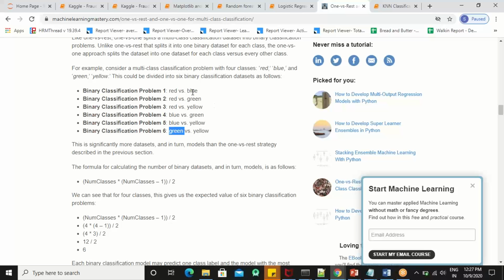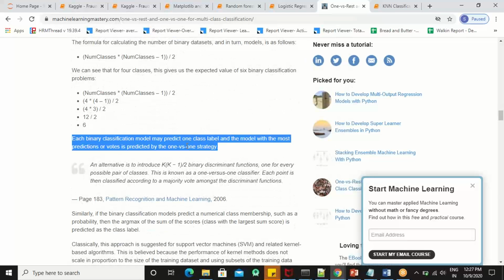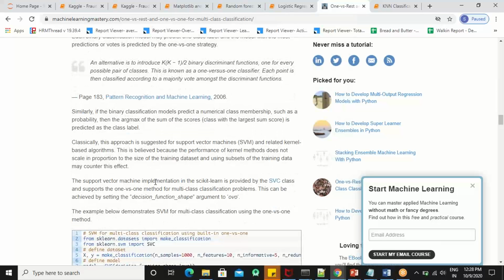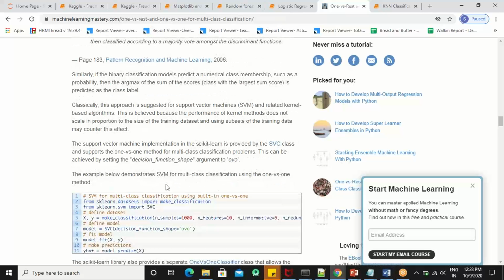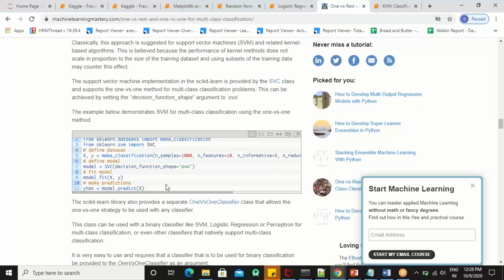For a given record, it gets the probabilities for all, and then we calculate the sum of the probabilities. So here the approach is different. Here we get the sum of the probabilities to get to that result. Okay, you can go through this link more.